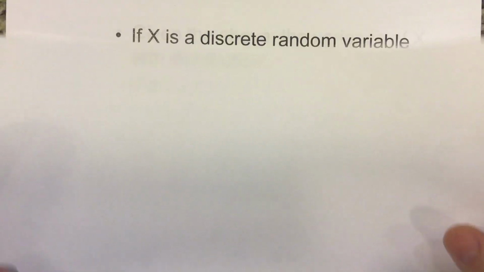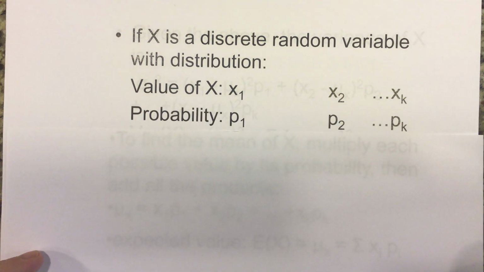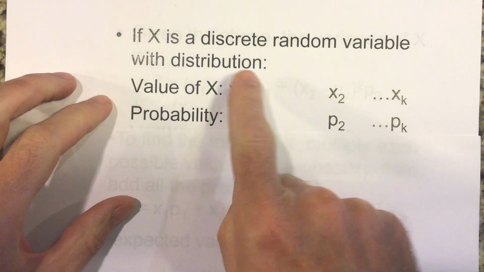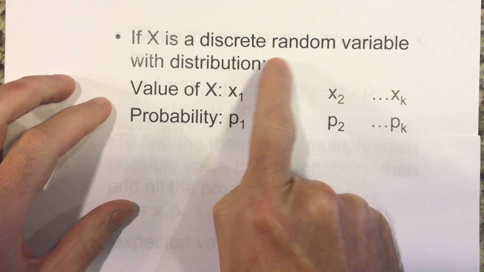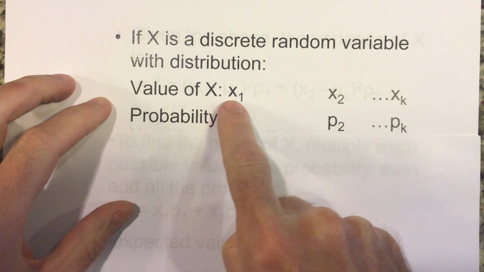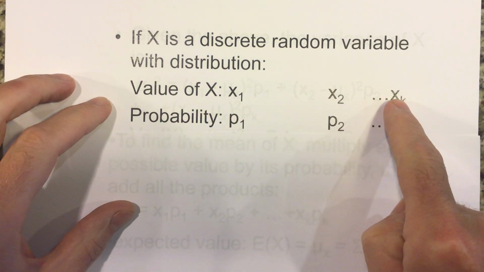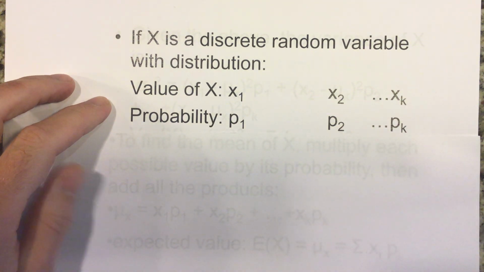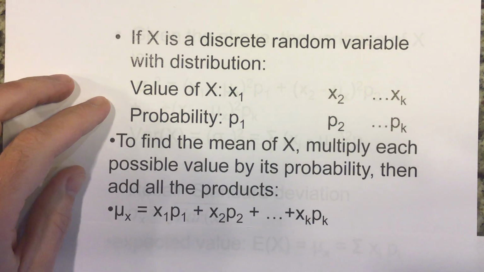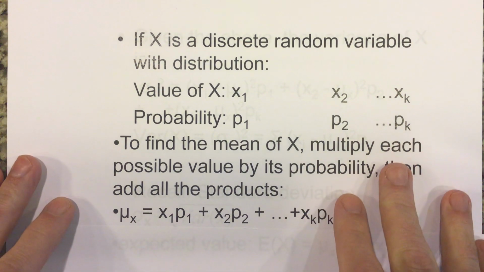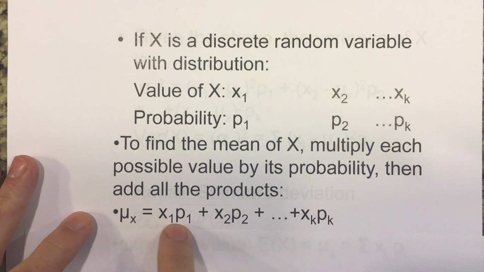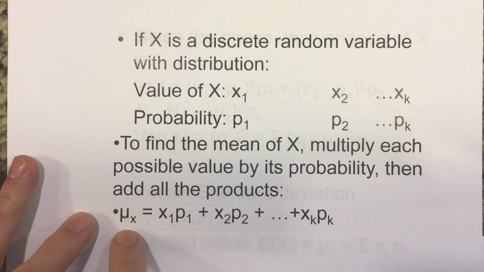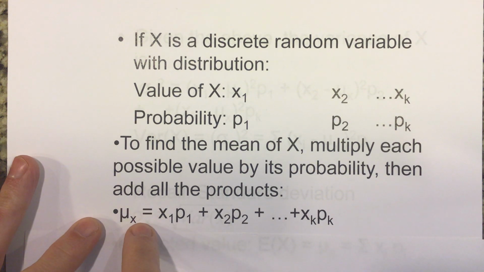Okay, so here's what we just did, right? When we have a discrete random variable, we can list out all the outcomes of the random variable, list out the corresponding probabilities, and then we simply multiply the outcome and its probability and take the sum. And there you go. That is the mean of the random variable.